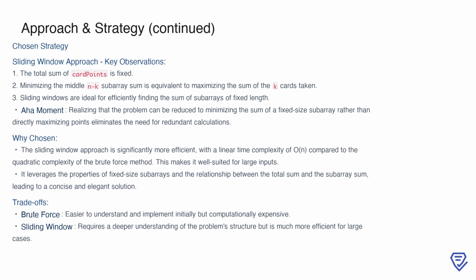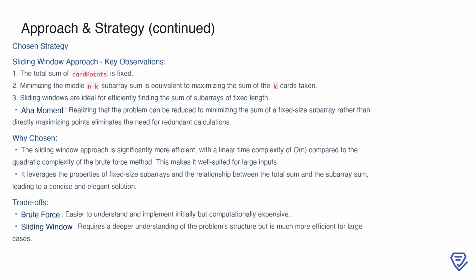The sliding window approach stands out as the chosen strategy for solving this problem due to several key observations. First, the total sum of the card points array remains constant, which allows us to shift the problem to minimizing the sum of the n-k cards rather than directly maximizing the k cards. Second, the relationship between the total sum and the subarray sum simplifies the problem into an elegant mathematical formulation. Finally, sliding windows are an ideal tool for efficiently finding the sum of subarrays of a fixed size, making this approach both practical and computationally efficient.